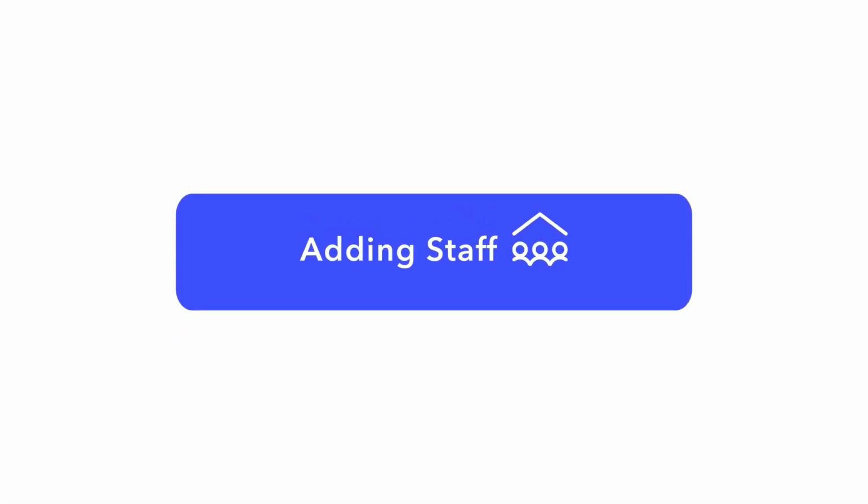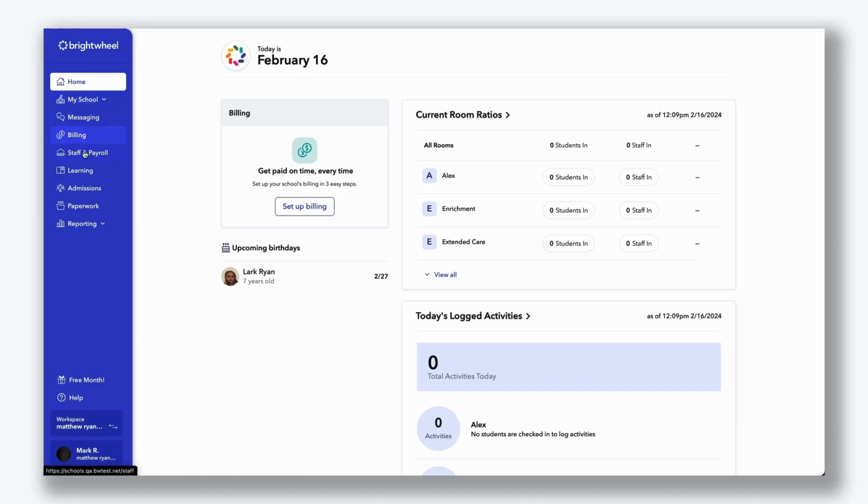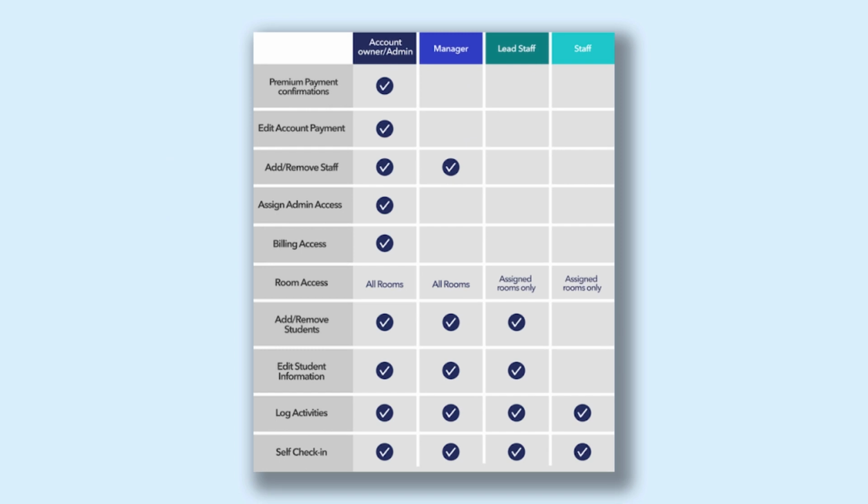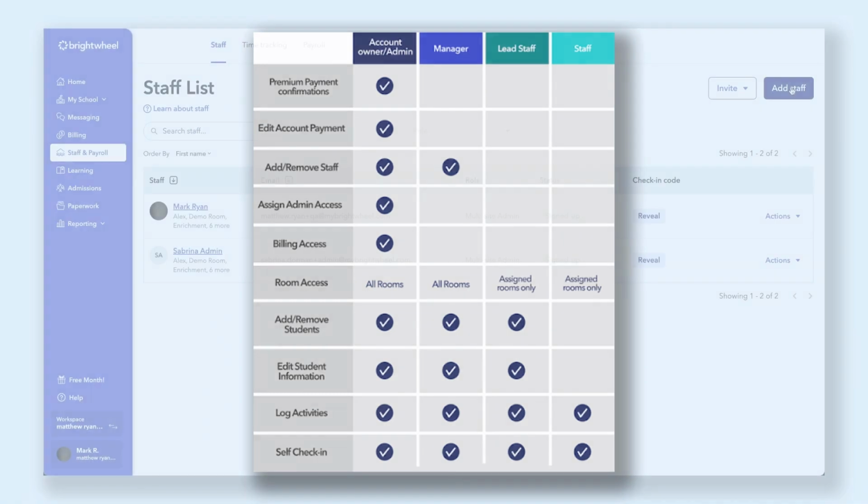The next step is to add your staff. For adding staff members, head over to the Staff and Payroll section. Before you add your staff, it's important to understand what staff roles are available and what permissions those roles have. Pause this video now to review the graphic on the screen and get an understanding of staff roles before proceeding.